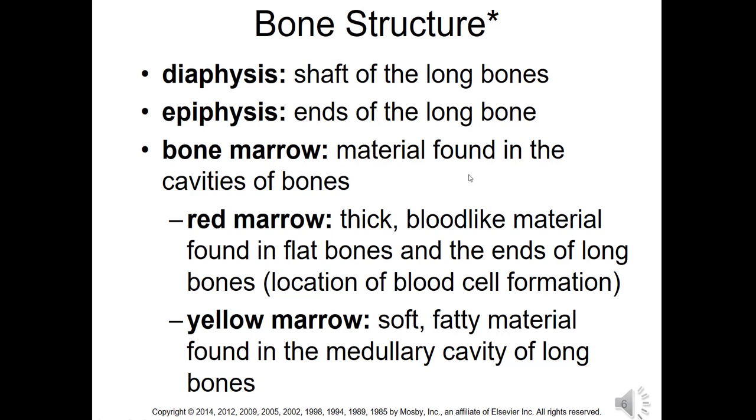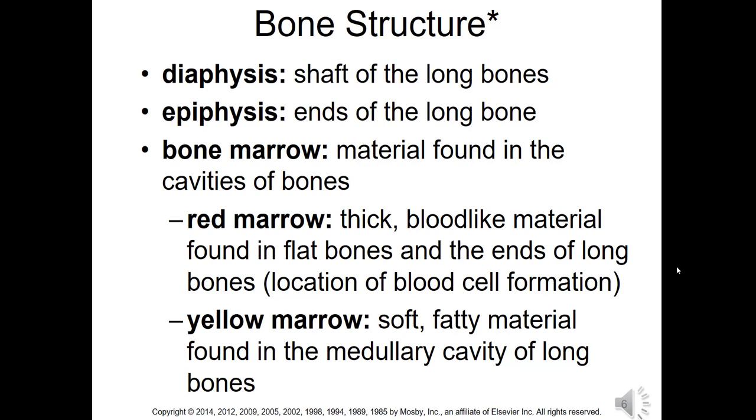Bone marrow is material that's inside the cavity of all bones. You have two types of bone marrow, the red bone marrow and the yellow. The red bone marrow is going to be thick. It's going to look like blood, kind of blood-like material. It's typically going to be found in your flat bones and the ends of the long bones. And this is where blood cell formation occurs in the bone. The yellow marrow is that soft fatty material that's found in the medullary cavity of long bones.